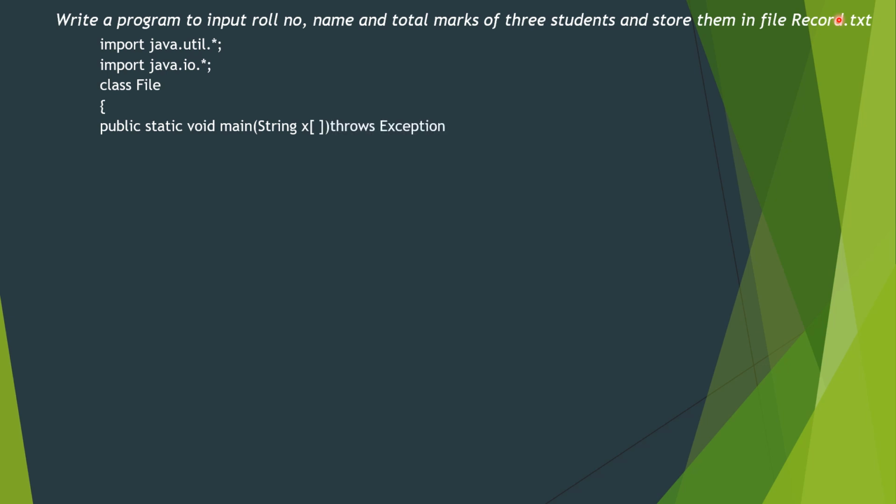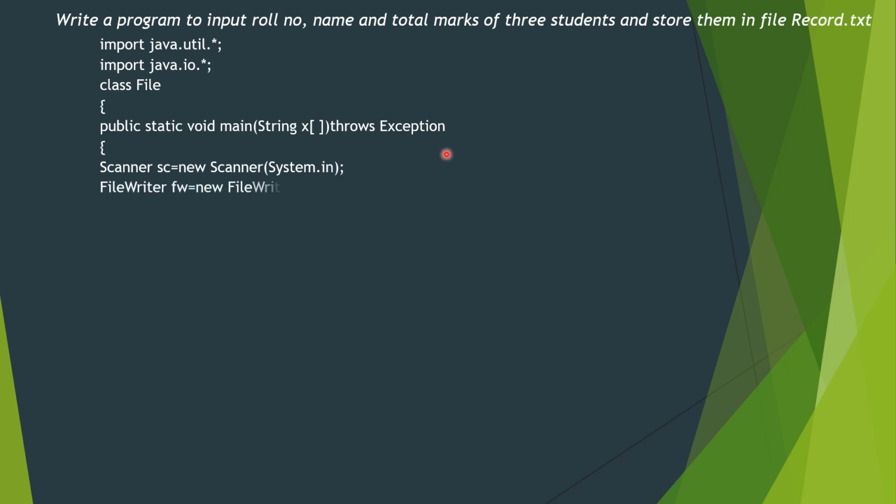Throws exception is needed here because we are going to use the java.io package. As you know, when we use the java.io package, throwing an exception is compulsory. Using a try and catch block is optional, but throwing an exception is compulsory. Now the Scanner object.